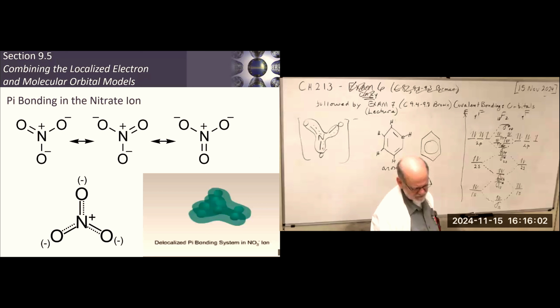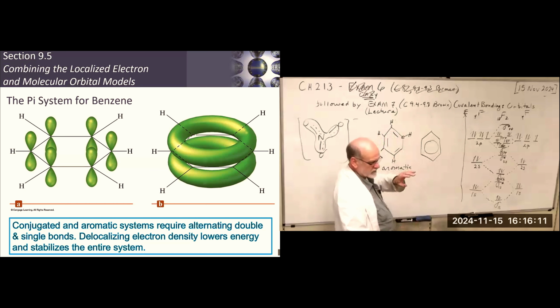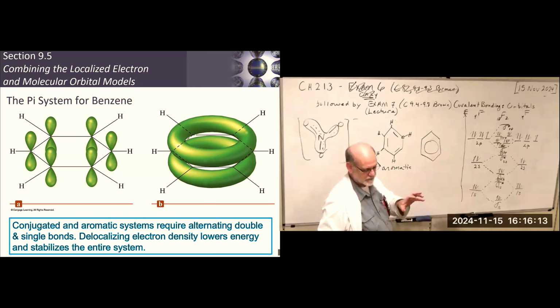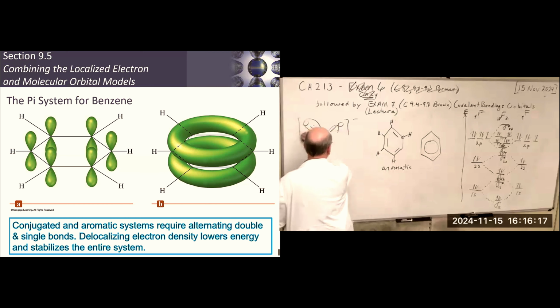Now there's a term for that. I thought I had it in here. Oh, here it is, conjugated. Right, this is an aromatic system. Aromatics always are ring structures. You can also stabilize a series of bonds with conjugation.